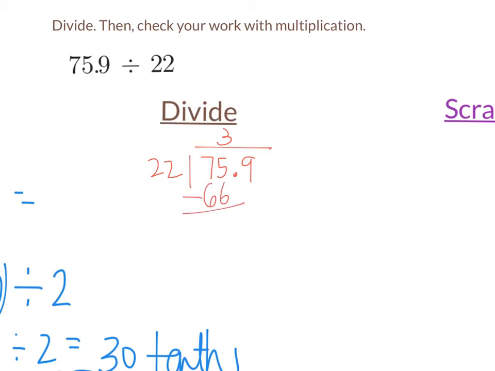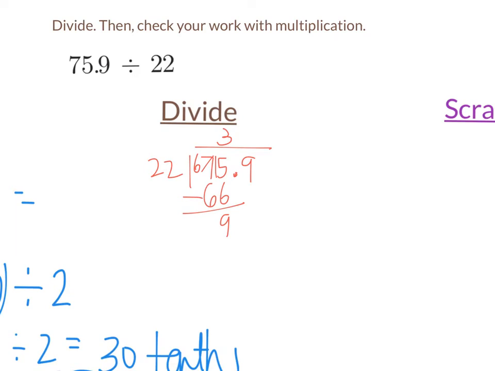Now we subtract. 5 minus 6 is negative 1. So what do I need to do? Regroup. 15 minus 6 is 9. And 6 minus 6 is 0. Okay, so is my answer 3 remainder 9? No, I can continue regrouping, right?